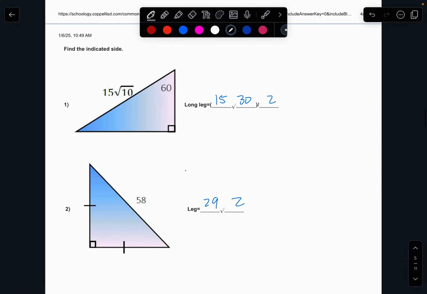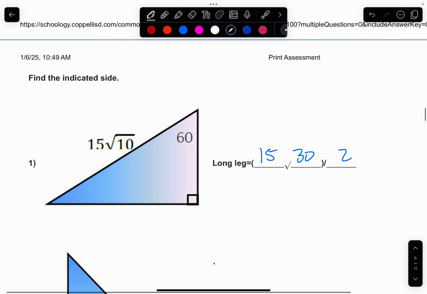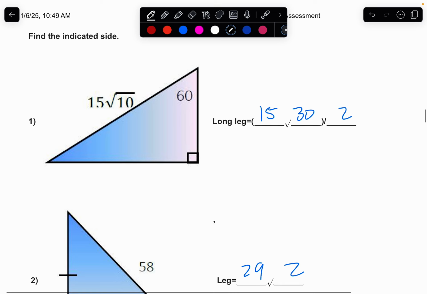All right, we got some more problems. This is the hypotenuse. Again, my hope is that you can travel quickly. You would just know, hey, the hypotenuse is twice the short leg. The third leg's across from 30, so it's going to be 15 root 10 over 2. You have to divide it by 2.